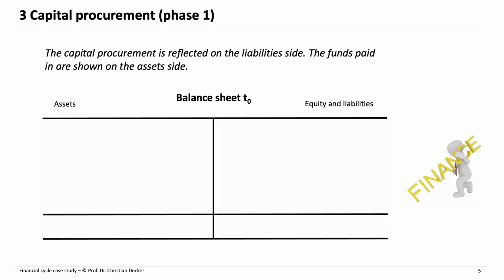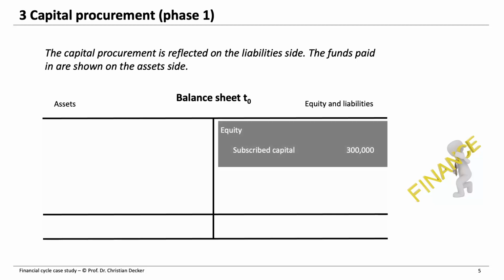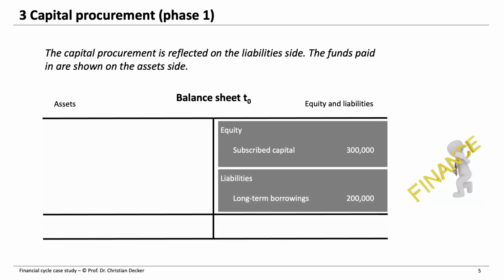The capital procurement is reflected on the equity and liabilities side. The funds paid in are shown on the asset side. The funds brought into the company by the founder are shown under the item equity as subscribed capital in the amount of 300,000 euros. The startup loan provided by the bank is shown under the item liabilities as long-term borrowings in the amount of 200,000 euros.